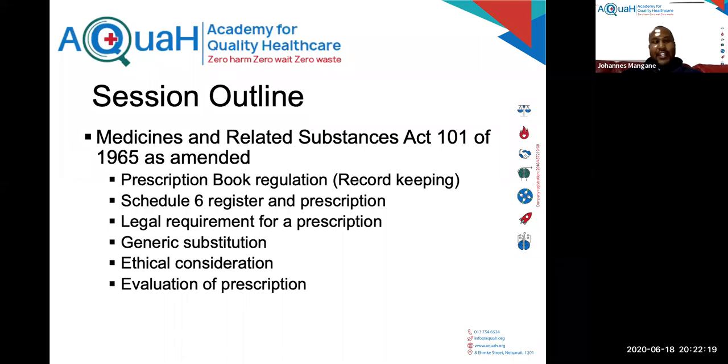Then we'll look at the legal requirements for a prescription: what makes a prescription a legal document, and what things, if outstanding, would make it a document that won't be legal, which would be an illegal document. We'll also look at generic substitution: the factors one needs to look at when substituting medicines from your proprietary brand to your generic medication. Ethical consideration. Lastly, the key factors that you look at when evaluating a prescription, and in this case, what you would need to meet when you are prescribing for your patients.